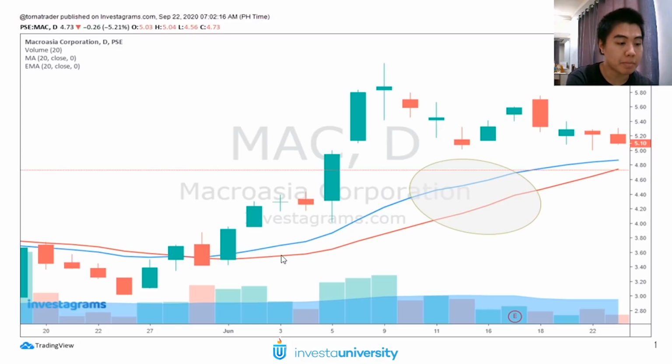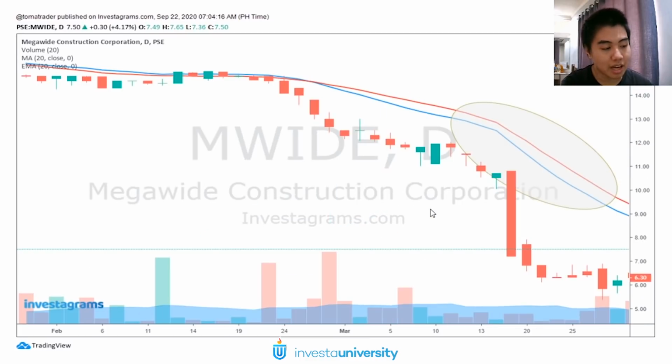Pareho naman 20-day period. Yung EMA kasi, it gives more weight in the recent price movement. So, mas madikit siya sa presyo, basically. As you can see here, yung blue, yung EMA, mas madikit siya sa price. While yung MA naman, mas hindi siya dikit masyado. Right? Here's another example. Again, yung blue, yung EMA, mas madikit siya sa presyo because it gives more weight on the recent price movement. Tapos, yung MA, mas malayo.